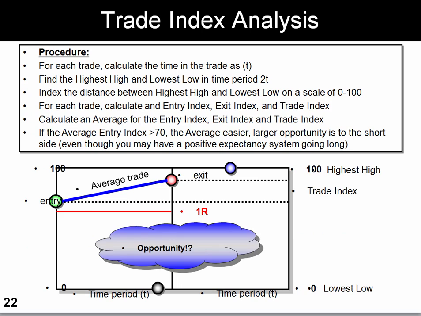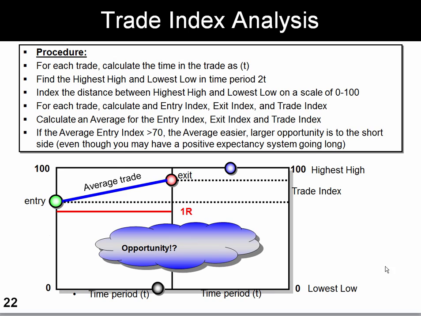So what I was interested in finding out then was where my entries tended to be. If I saw something like this, where my entries were way at the top, and I was getting this measured move between my entry and the exit, and my 1R was protecting me, I might very well have a positive expectancy system.